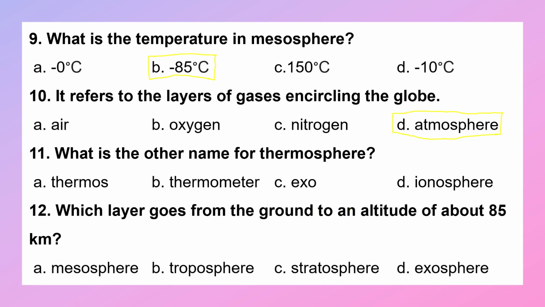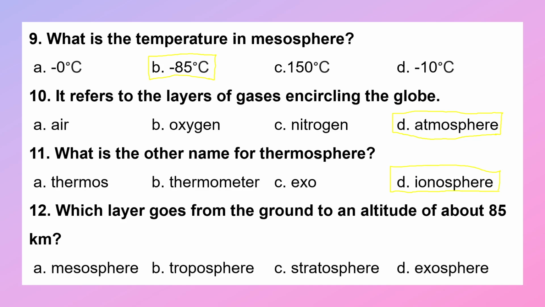Number 11. What is the other name for thermosphere? A. Thermos. B. Thermometer. C. Exo. Or D. Ionosphere. Correct. The answer here is letter D. Okay, this is the other name for thermosphere, the ionosphere.